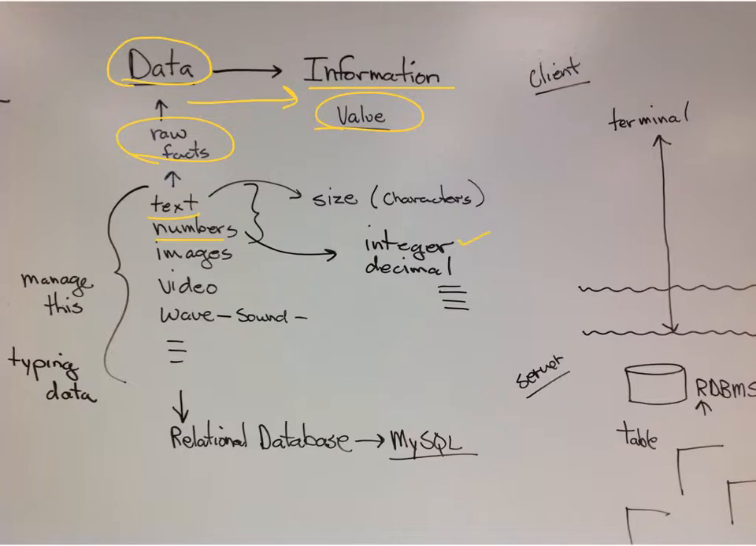Numbers could be integers, and there are different sizes of integers. Could be a decimal. We could store a date, typically represented as some kind of number. We can talk about text. We could indicate the size: how many characters is that text going to represent? All these ideas can be put into a relational database. We're going to use MySQL. It's an open source relational database.